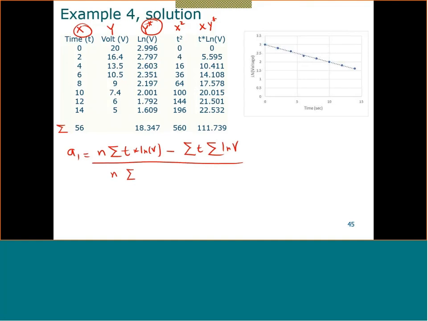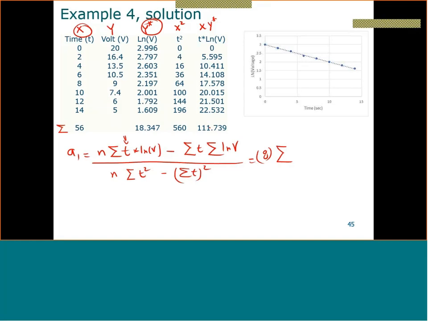Now what is N? It is the number of lines, which is 1, 2, 3, 4, 5, 6, 7, 8. So this becomes 8 times the summation of T times ln V. This is the summation that I'm looking for, so I don't need to put the summation here.